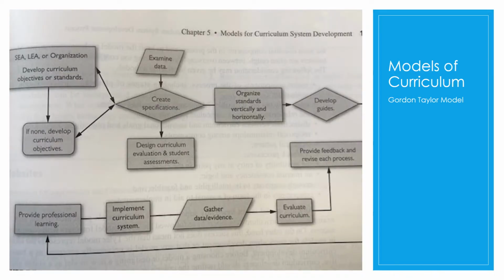Finally, we move to the Gordon-Taylor model. So this model seems to incorporate a curricular system by blending the entire process of curriculum development, including a feedback loop, into one model. The model begins with standards, then specifications are developed from the examination of related data and evidence to determine if the rigor or parameters should be adjusted or not.